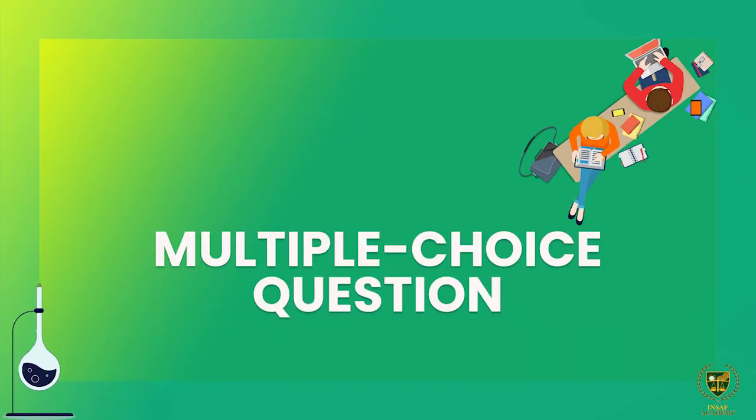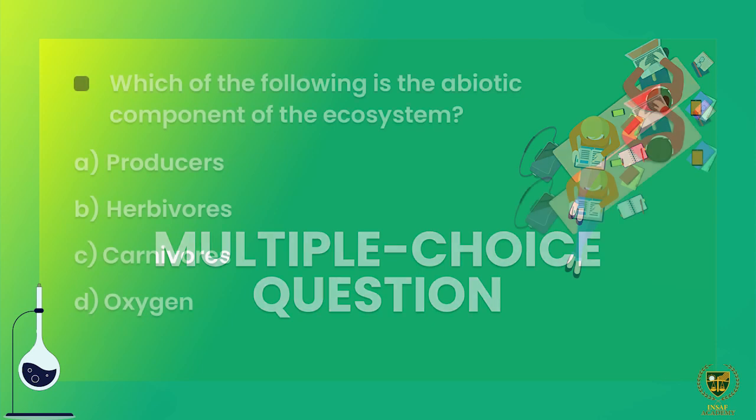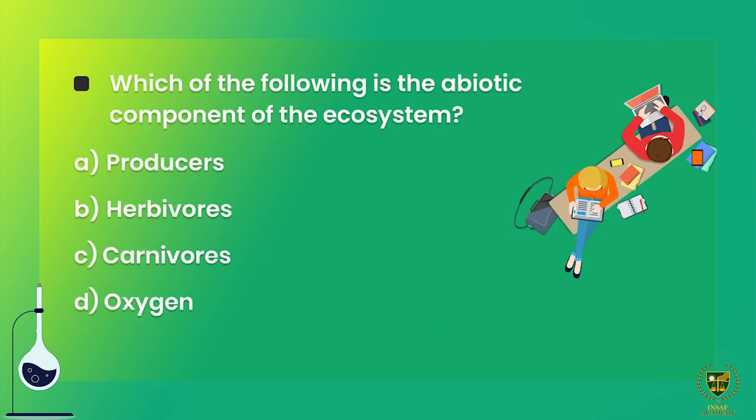So let's start from the multiple choice questions. The first question is, which of the following is the abiotic component of the ecosystem?